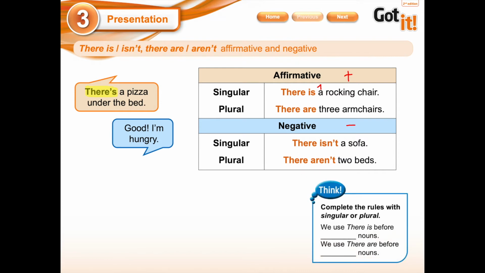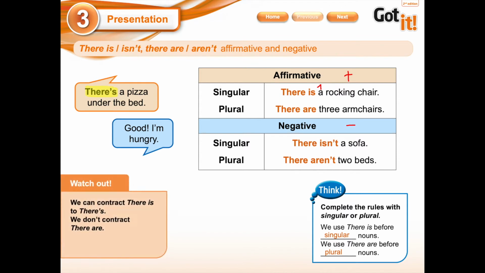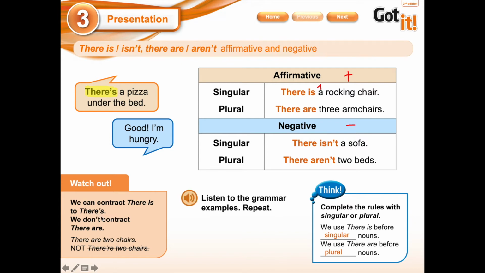So we're going to complete the rule now. It says that we use there is before singular nouns, good. And we use there are before plural nouns, excellent. Let's pay attention to this part, the check it out, or watch out, it's a warning, and it says that we can contract there is to there's, but we do not contract there are. And this is very important. You are going to say there are 2 shirts, but not in the contracted form. You cannot contract there are. In the other case, you can contract there is, you can use it like this, there's. Then we have 2 more examples. There is a rocking chair and there aren't 2 beds.